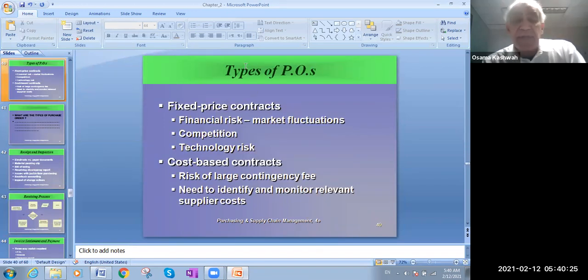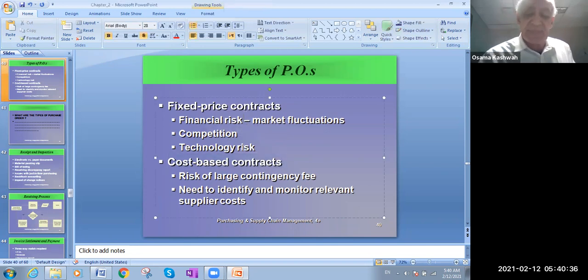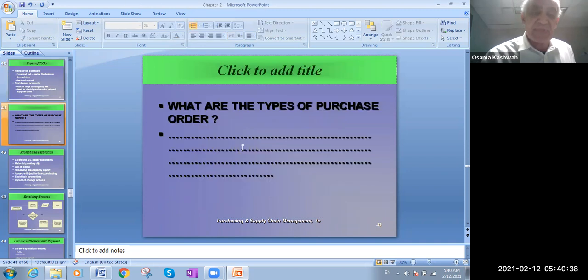Here is another detail for the types of purchase order: fixed price contracts and cost-based contracts. Those are two types of purchase order. Here we wrote what the types of purchase orders are. You have it here.